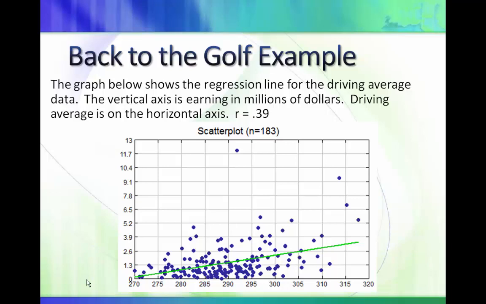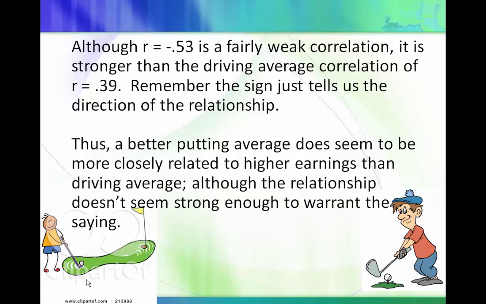The graph below shows the regression line for the driving average data. The vertical axis, again, is earnings in millions of dollars, and the driving average is on the horizontal axis. Here we have an R value of 0.39, a very weak positive relationship, but there is a little bit of a relationship there. Although R equal -0.53 is a fairly weak correlation, it is stronger than the driving average correlation of R equal 0.39. Remember, the sign just tells you the direction of the relationship.